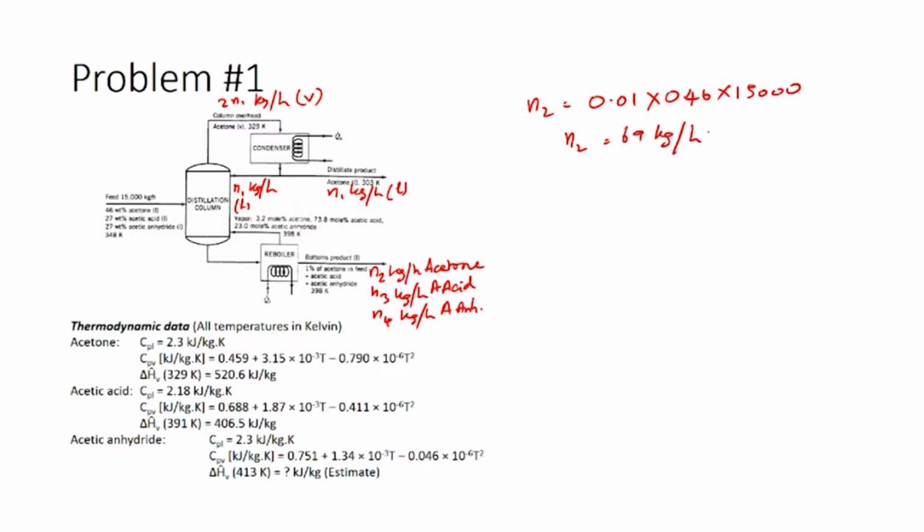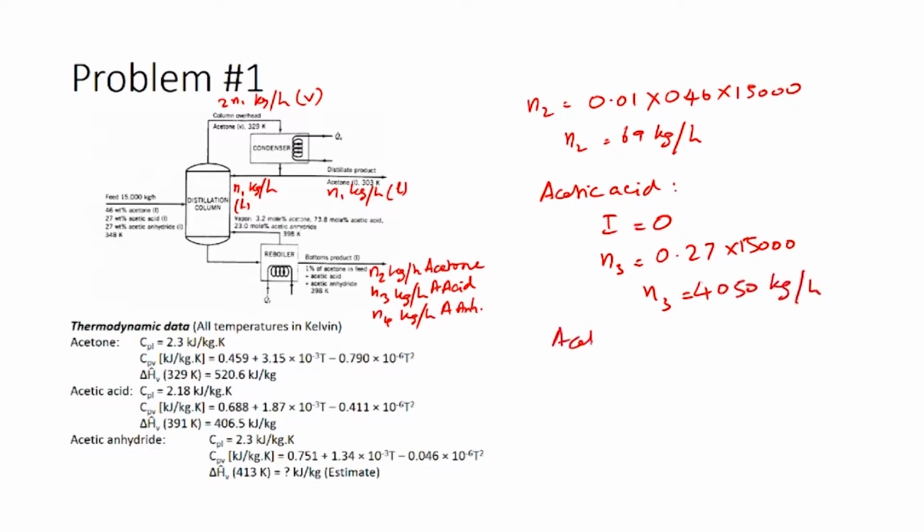Therefore you get N2 as 69 kilograms per hour. Now we need to calculate how much acetic acid and acetic anhydride are leaving through this stream. So we need to write an acetic acid balance. Input equals output, which would be N3 equals 0.27 times 15,000. As acetic acid and acetic anhydride are leaving only through the bottoms product for the overall system, this calculation is simple and we get N3 as 4050 kilograms per hour. Similarly, writing an acetic anhydride balance, we calculate N4, which is 0.27 times 15,000, equal to 4050 kilograms per hour.